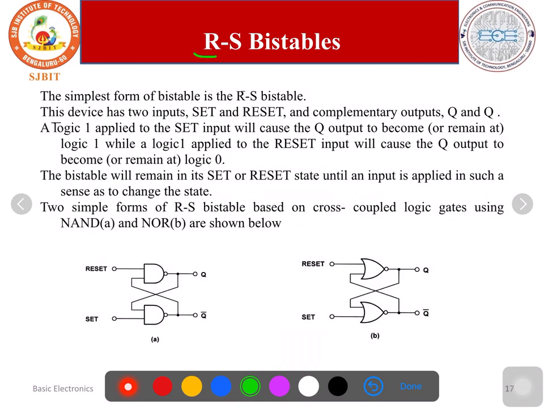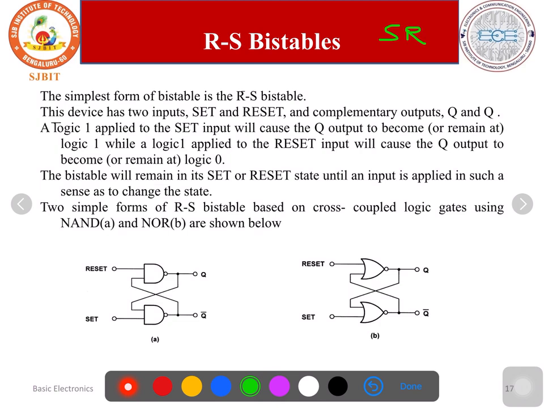The R stands for reset, S stands for set. So whenever you hear set, remember it is 1. Whenever you hear reset, just remember 0. Reset means 0, set means 1. RS bistable. This is the simplest form of the bistable. In some textbooks, it is also called SR bistable. Nothing to worry. S stands for set, R stands for reset. So RS bistable or SR bistable are one and the same.